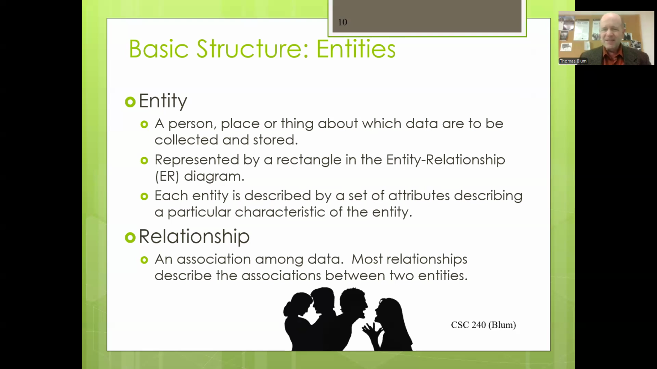If we are making an entity relationship diagram, an ER diagram, to convey to others how we think the database should be designed, we typically represent the entities by a rectangle. There are different versions after that, but that's common to most ER diagrams.